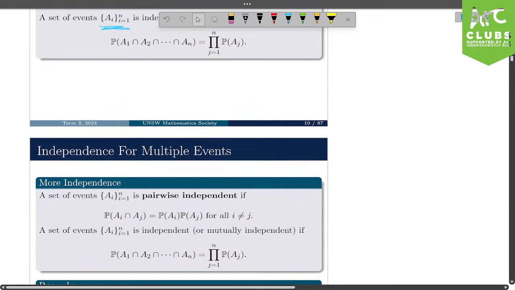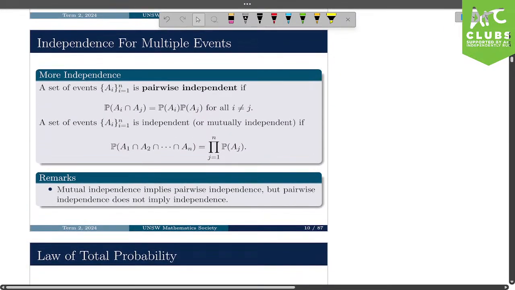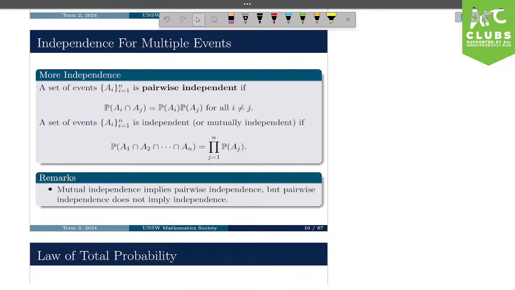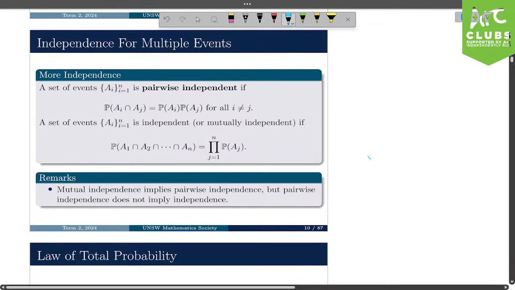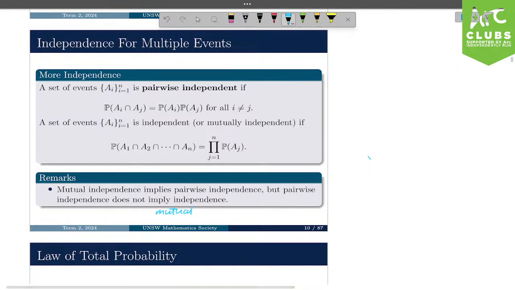And I guess something that you can show is that mutual independence implies pairwise independence, but pairwise independence does not imply mutual independence. That's something you can just show. It's not terribly interesting, but we can say that mutual independence is a stronger condition than pairwise independence.